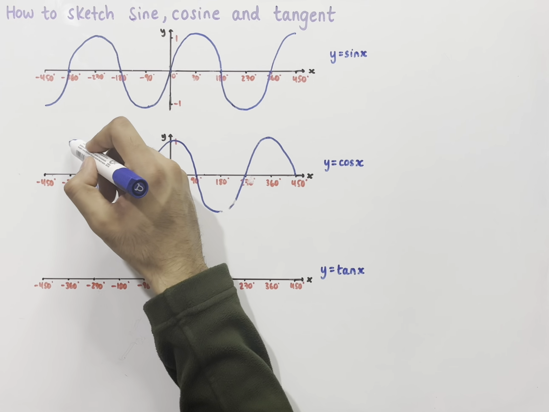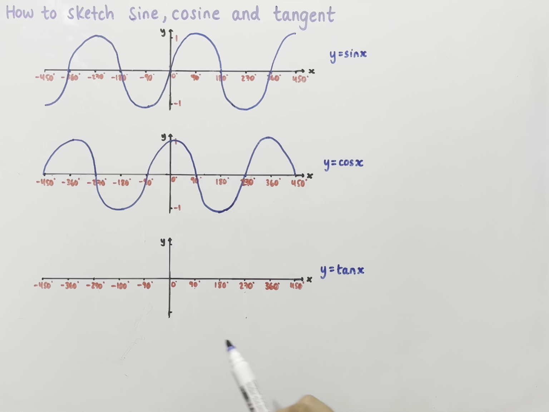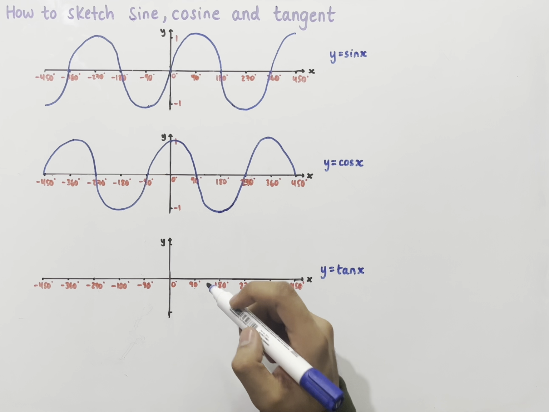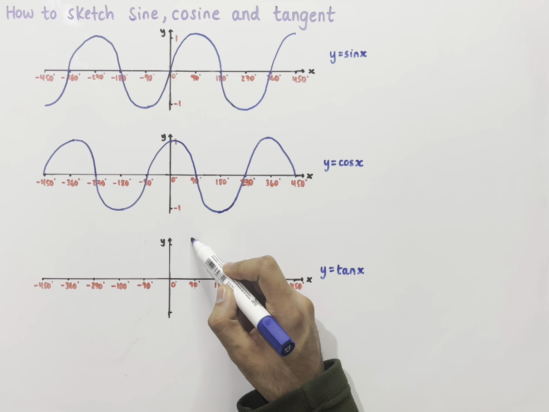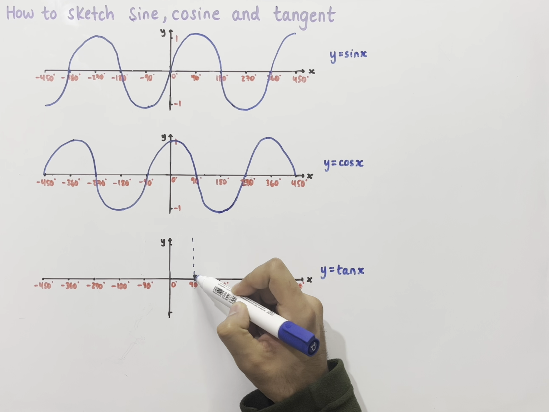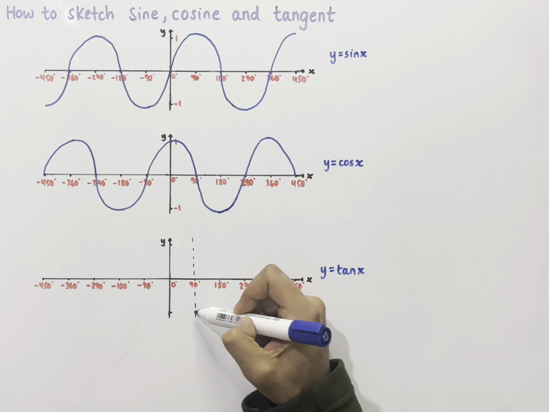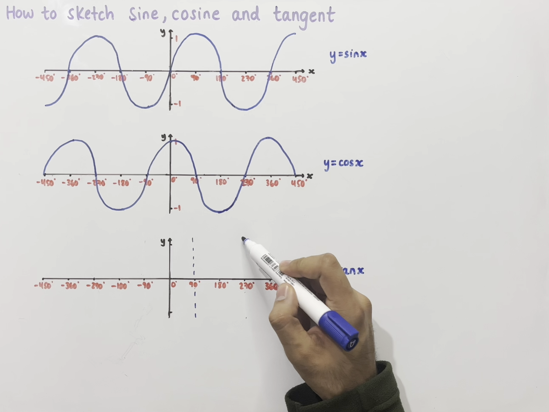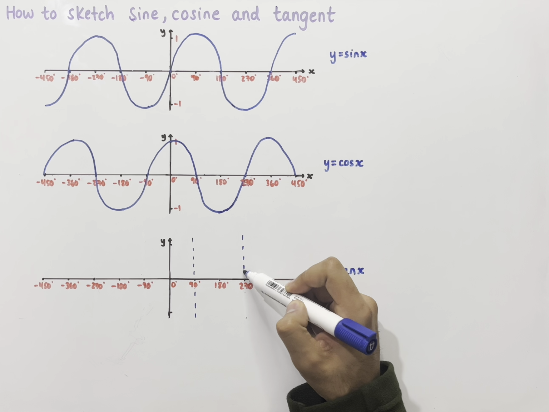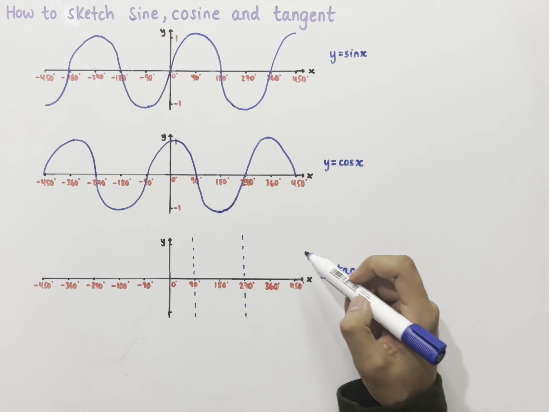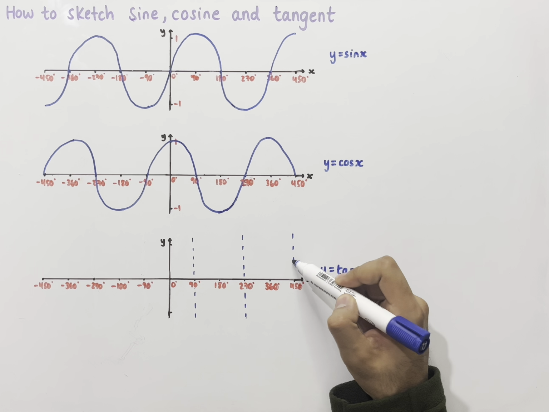Finally, let's look at the graph of y equals tan of x. Now this graph has asymptotes, which are straight lines where the curve approaches but never crosses these lines. And these asymptotes occur at the following values. So the first asymptote occurs at 90 degrees, and asymptotes are represented by dotted lines. We also have an asymptote at 270 degrees. We also have an asymptote at 450 degrees.